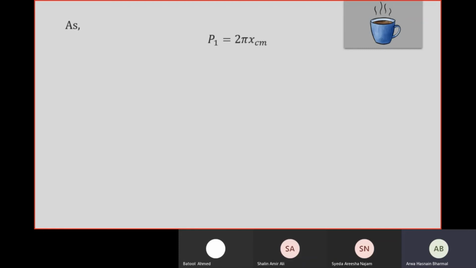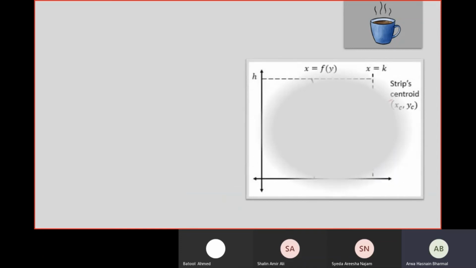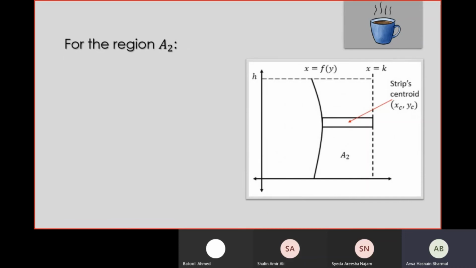We put this in and we get this value of the parameter. We substitute A1 and P1 into the volume equation. We get the volume, which is pi times the integral of f(y) squared, which is exactly the same value that we achieved in problem 1. So this is how it verifies our problem 1. Moving on, we do the same exercise for region A2, and we see that V2 is equal to A2 into P2.